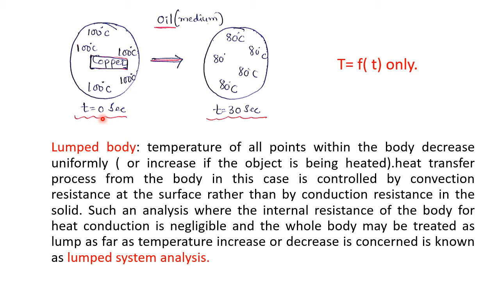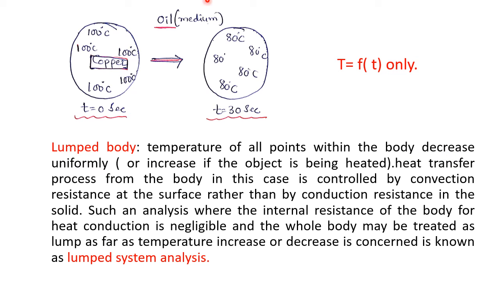We can see here at t equal to 0 seconds it was at 100 degrees centigrade when it is quenched in an oil medium. If I measure the temperature after 30 seconds, the temperature of the body reaches 80 degrees centigrade. That means even though temperature gradients within the body are there, they are very small and hence neglected. That is, the whole body acts as a lumped body. What do you mean by lumped body? It means the temperature of all points within the body decreases uniformly.